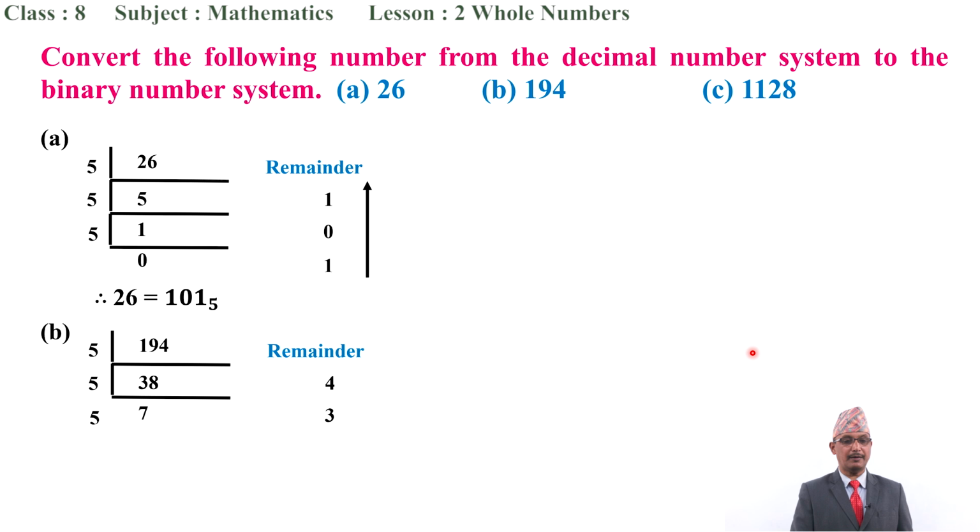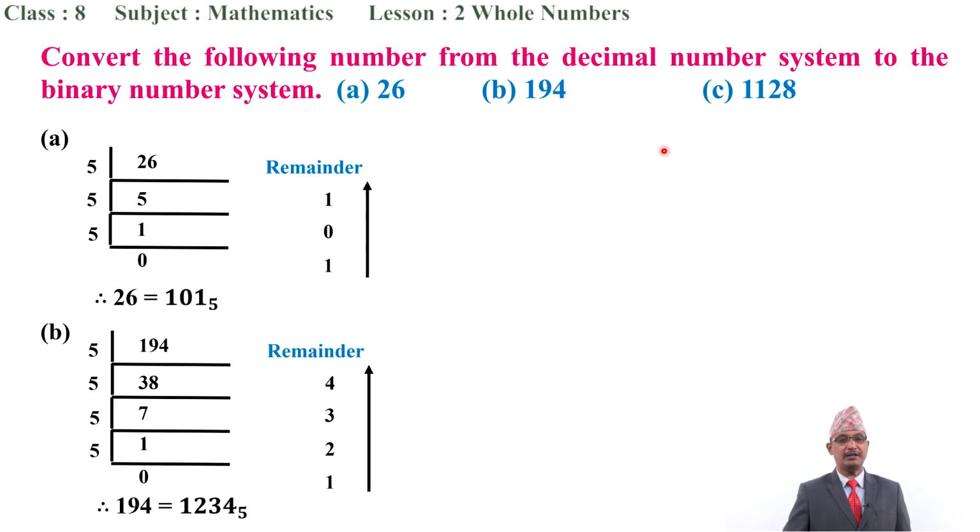Similarly, divide this 7 by 5, then 5 1s are 5. 7 minus 5 becomes 2, so remainder is 2. And divide this 1 also by 5, then 5 zeros are 0. So 1 minus 0 becomes 1, so remainder is 1. We keep dividing unless and until you are not getting here 0. Now write the remainder in reverse order. Then this becomes 194 of decimal number system is equals to 1234 of quinary number system.